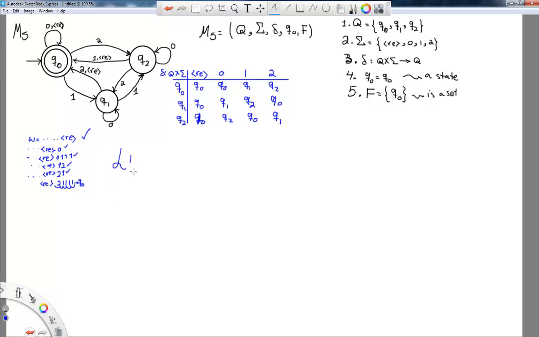So the language of this machine, M sub 5, is a set of all the strings such that the sum of all symbols in W after the last reset is a multiple of 3.